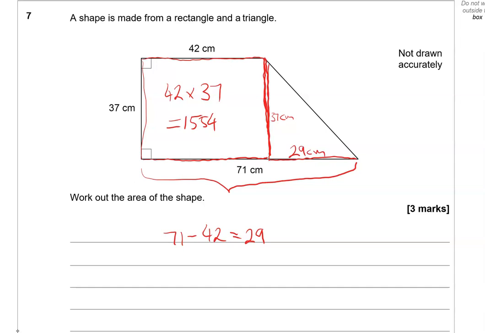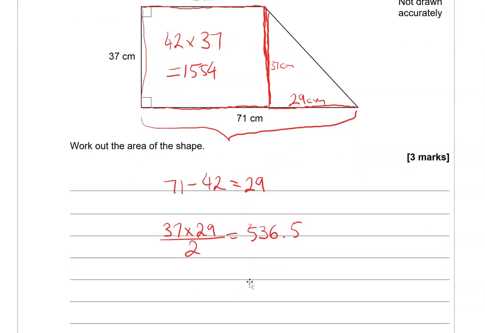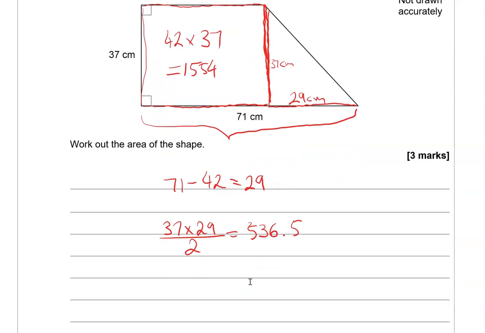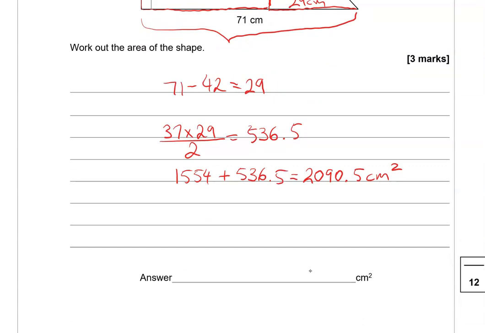So we have the dimensions now. To work out the area of the triangle, we're going to multiply 37 by 29 and then divide the answer by 2. So 37 times 29 divided by 2, and that is 536.5. So we'll add the two areas together to get the total area of the shape. So 1554 add 536.5, and that gives us 2090.5 centimeters squared.